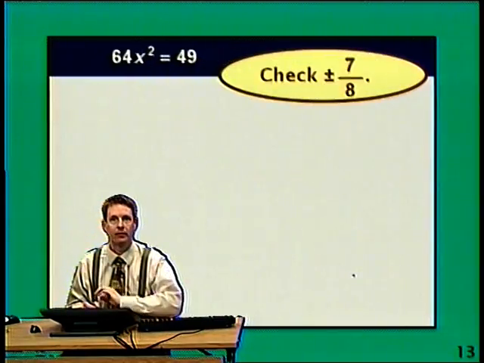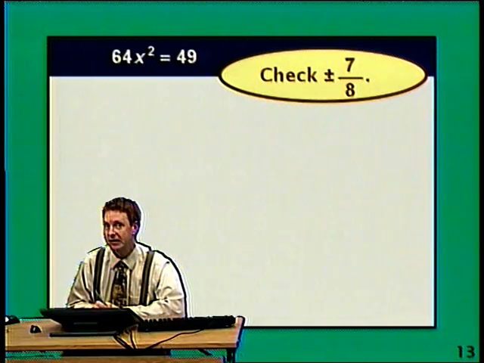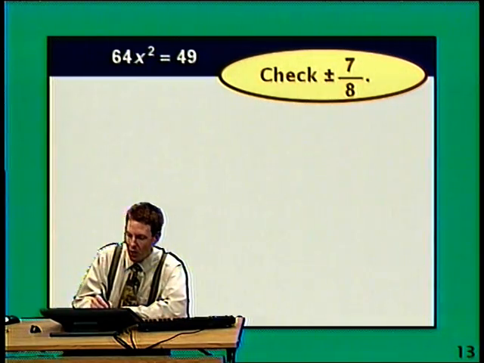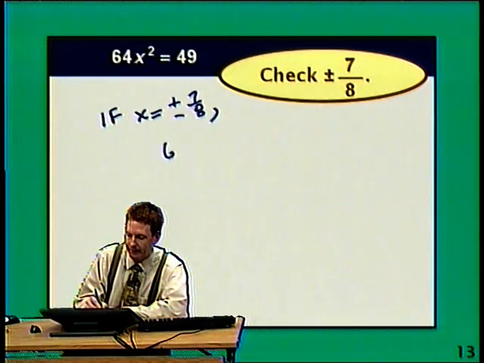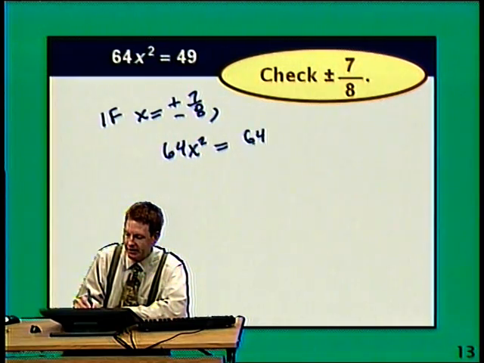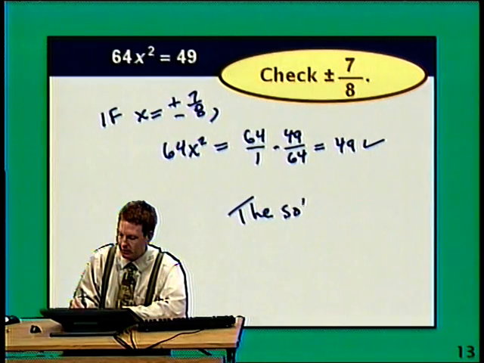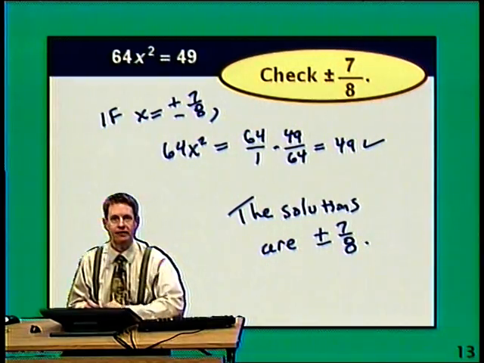Hey, let's check. Let's check plus or minus 7/8. Well, I'm making an observation. The only thing that's happening to x in this equation is that it's being squared. And it doesn't matter whether I square positive 7/8 or negative 7/8. In both cases, I get positive 49/64. So I can do two checks in one. If x is either positive 7/8 or negative 7/8, 64x squared is just 64 times 49 over 64, and guess what that is? That's 49, which is what we want, so the solutions are plus and minus 7/8.